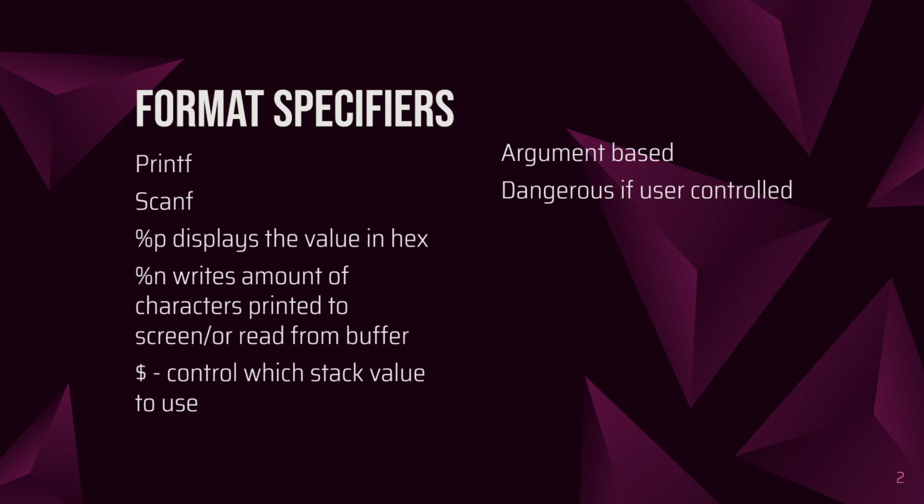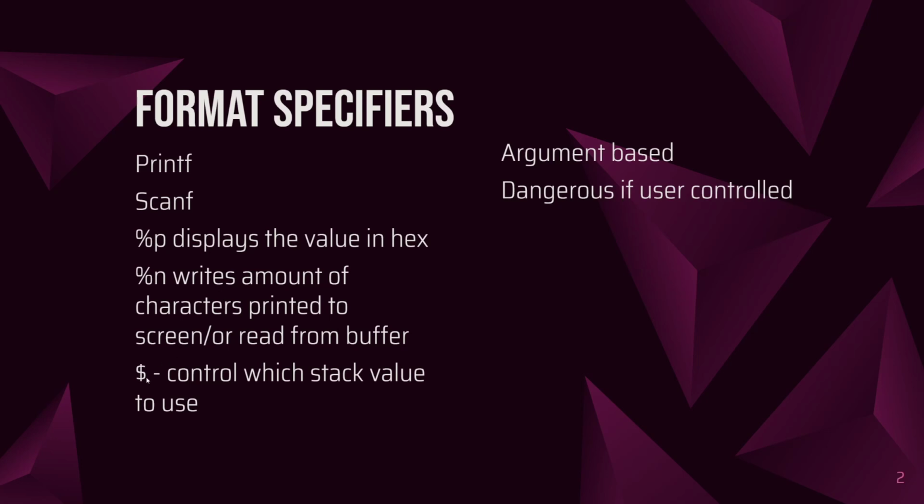Format specifiers are what you send to printf and scanf, like %d and %s. Some less known but more useful ones are %p and %n. %p will display the value that's in the corresponding position in hex, and %n will write the amount of characters printed, or read if you're using scanf. So if you print 15 A's, it'll save 15 to whatever the buffer points to.